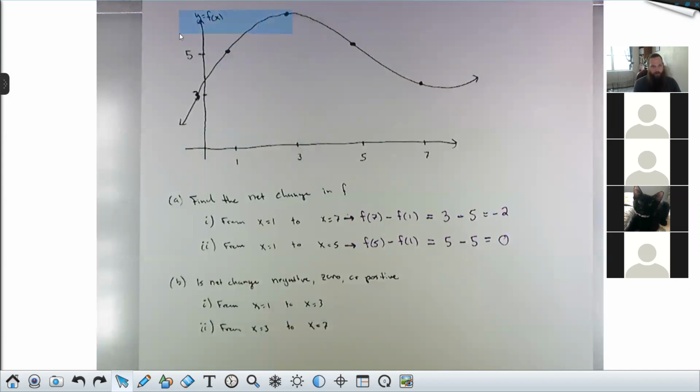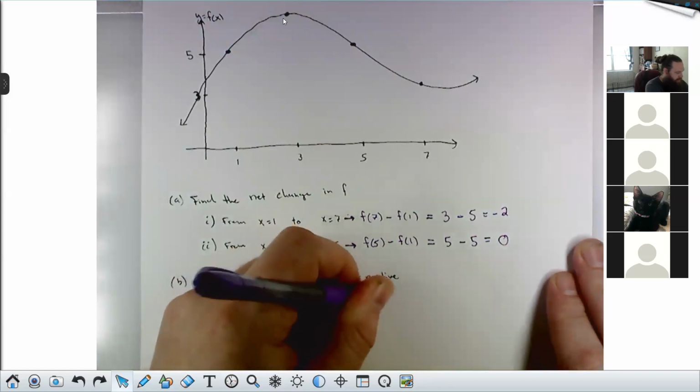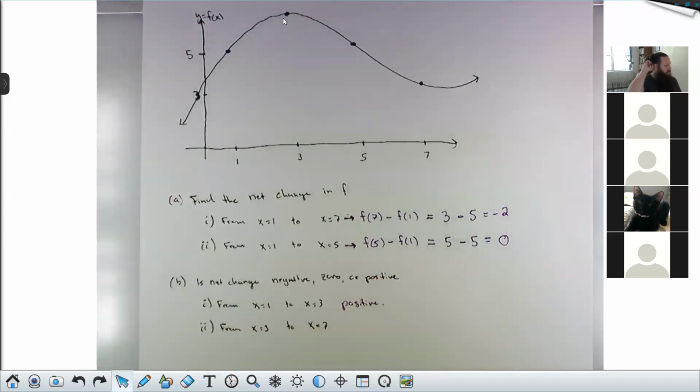f of 3, I know it's bigger than like 5, but is it 6 or 7 or 6.2? I don't know. But because this point is above this point, I can safely say that the net change is positive, even though I don't know what it is. Okay, what about from 3 to 7? It's negative. Good.